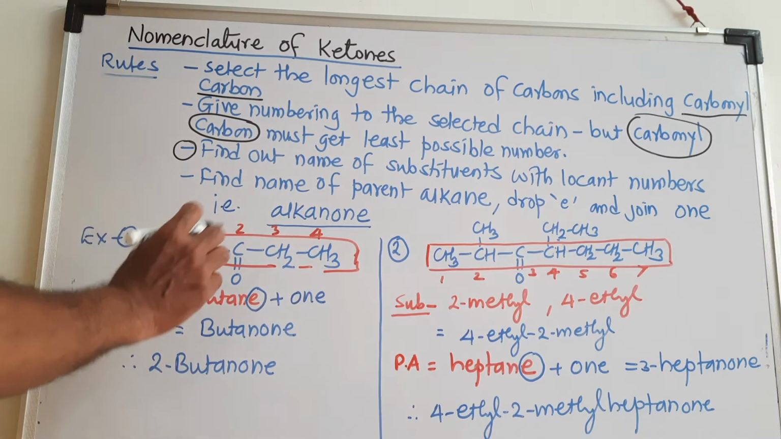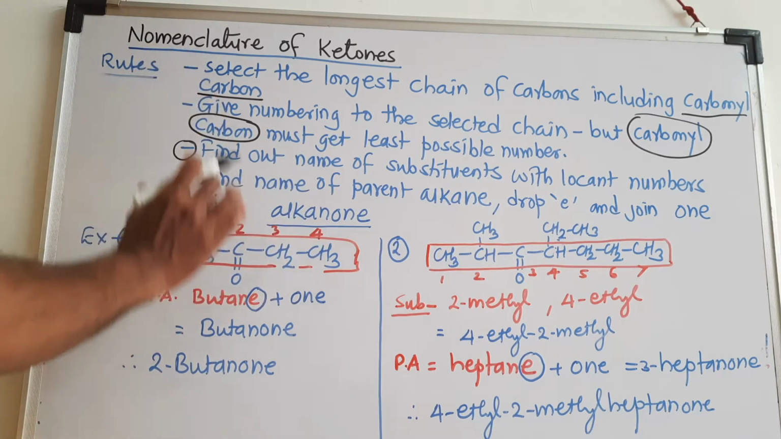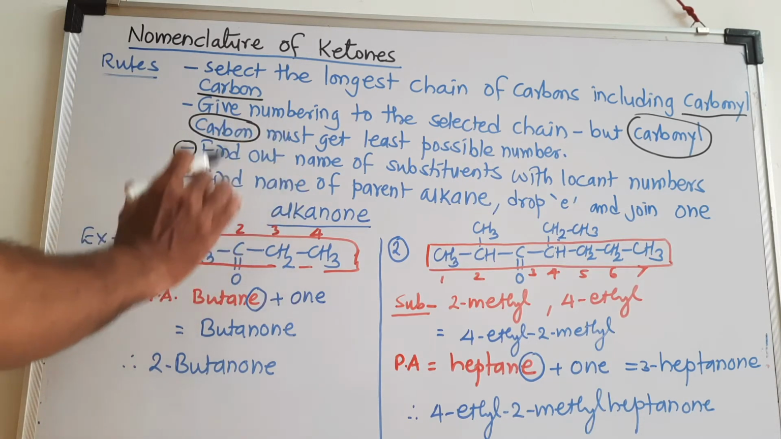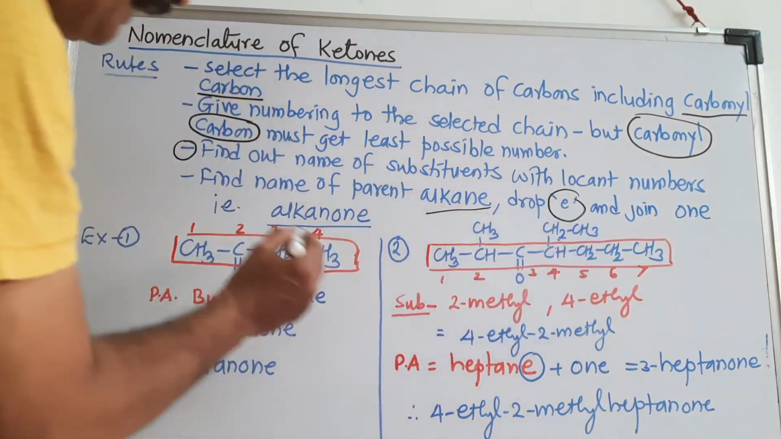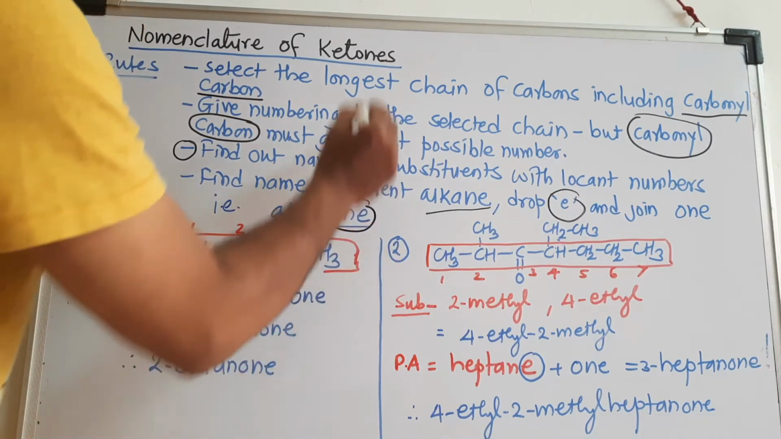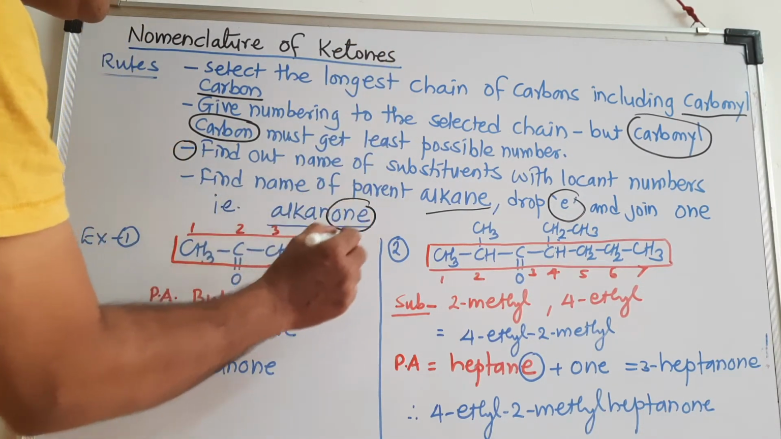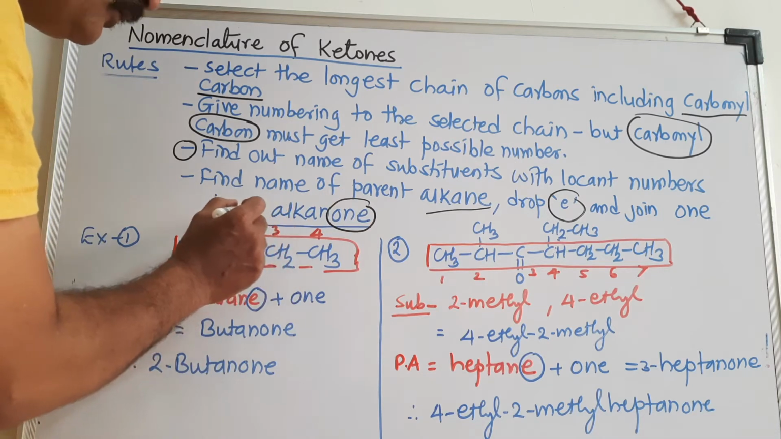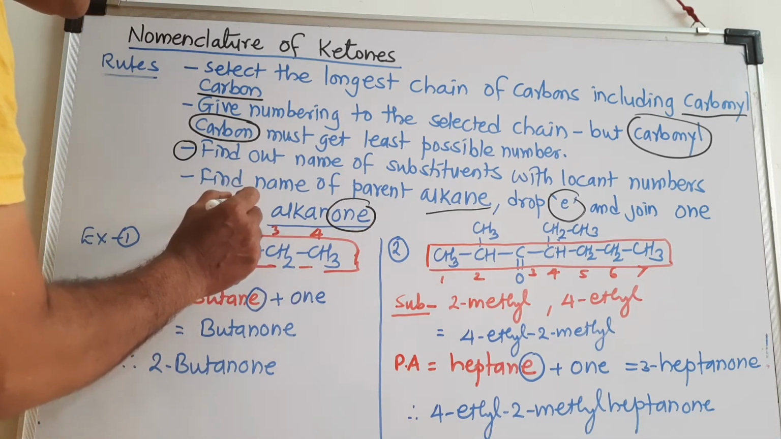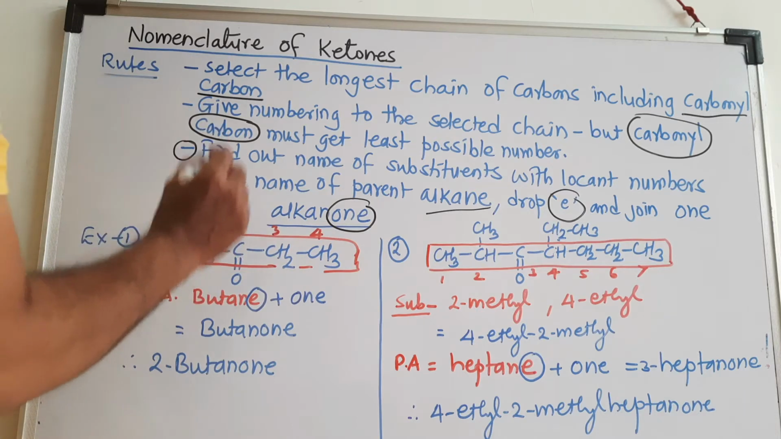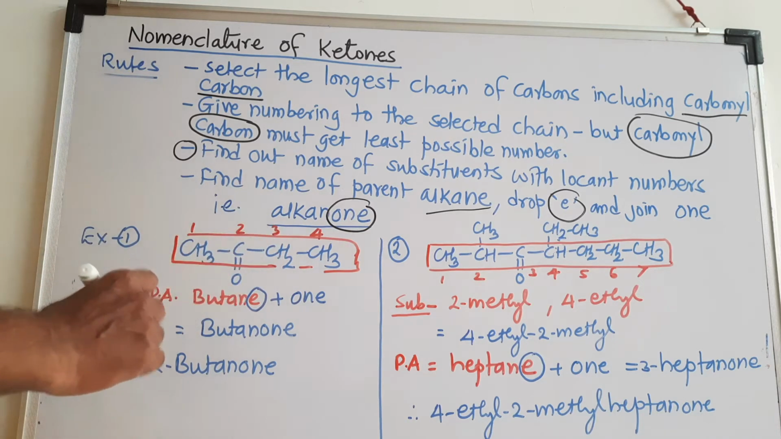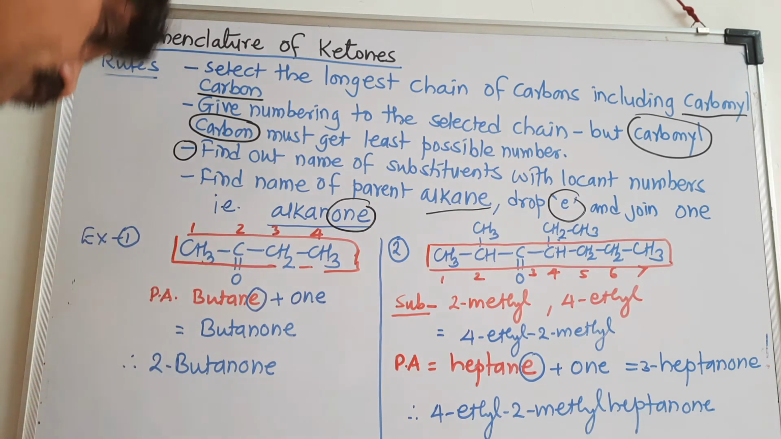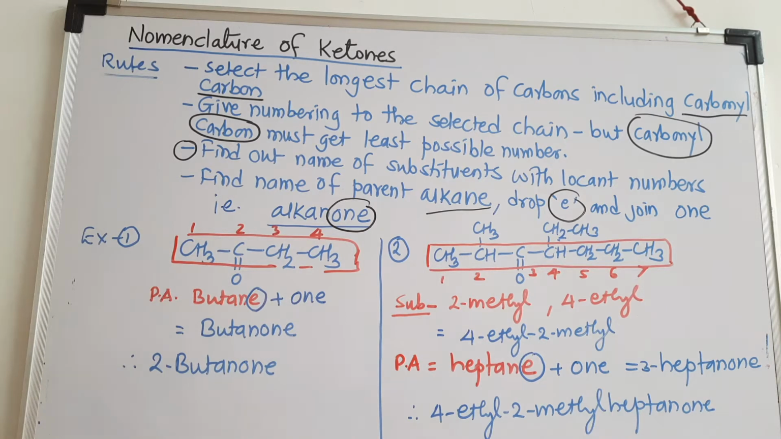That is very simple. You just count the number of carbons present in the selected chain. That will be your parent alkane. So from that parent alkane name, you just drop the E and add ONE, this time ONE for ketone, and that will become alkanone. To this alkanone, you have to prefix the number where the carbonyl carbon is present. So any number will be there. Now let us take a few examples so you can understand this nomenclature very easily.